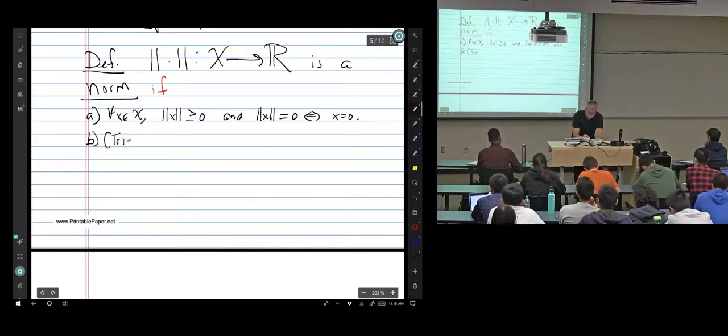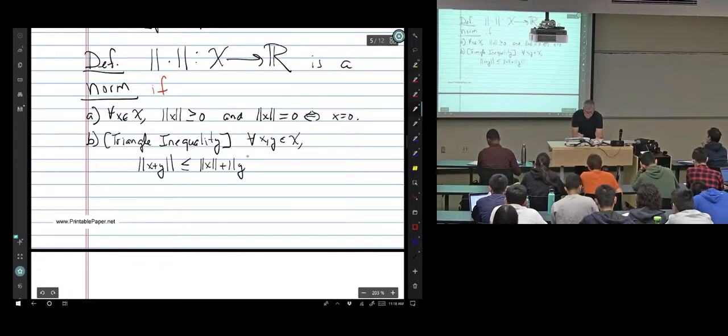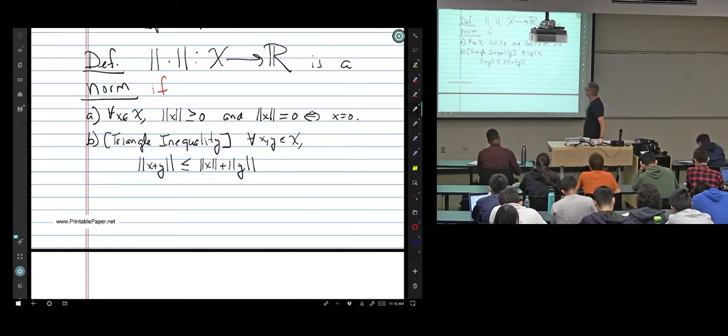The second property has a special name. It's called the triangle inequality. It says for every pair of vectors in X, the norm of the sum is upper bounded by the sum of the norms.